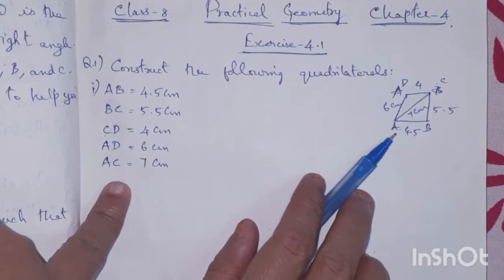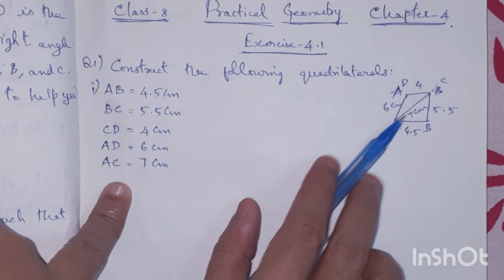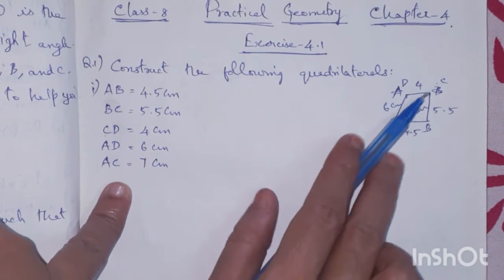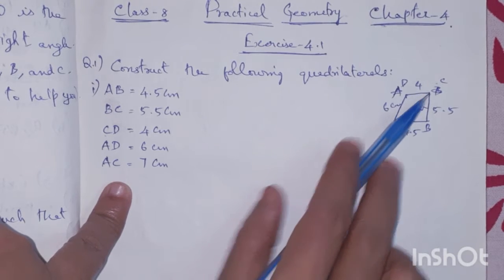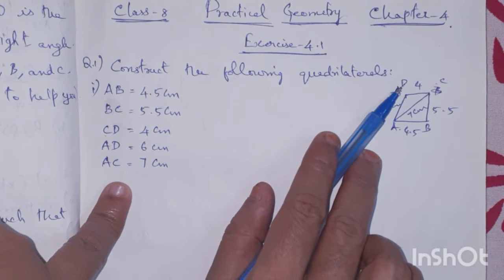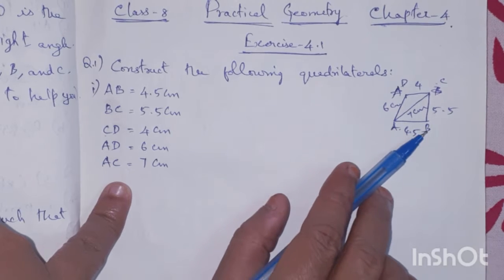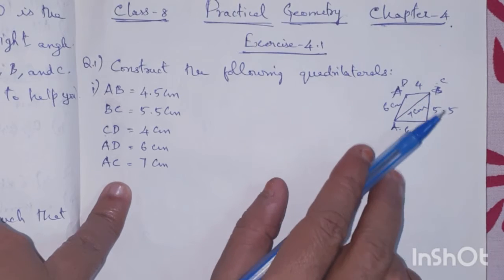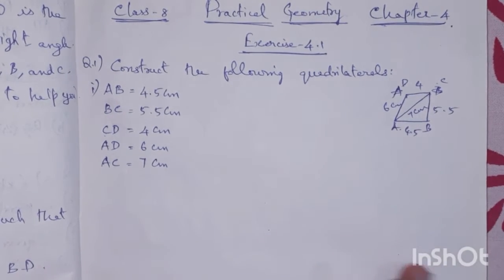Here first 4 sides are given and the diagonal is also given. First we can draw the AC diagonal 7 centimeter. Then we can cut the arcs from A and from C, so we can point out D. At the same time we can mark B also from A and from C. First we draw AC 7 centimeter.